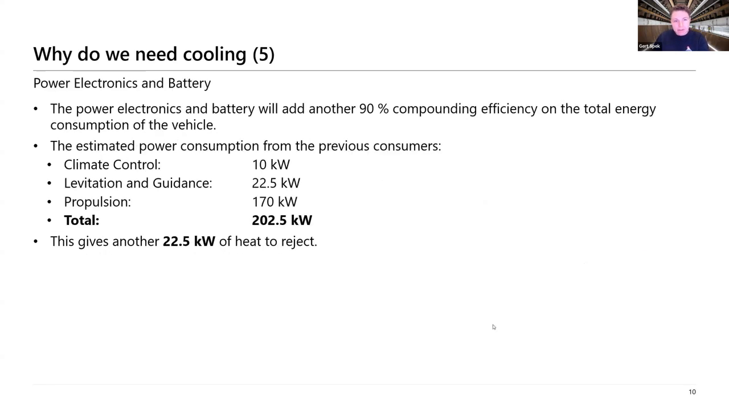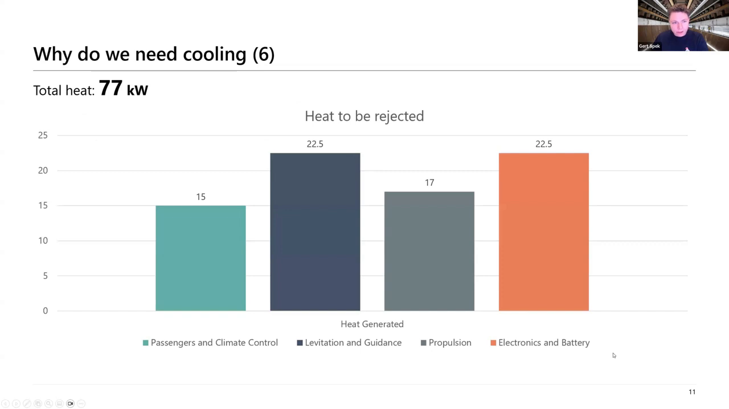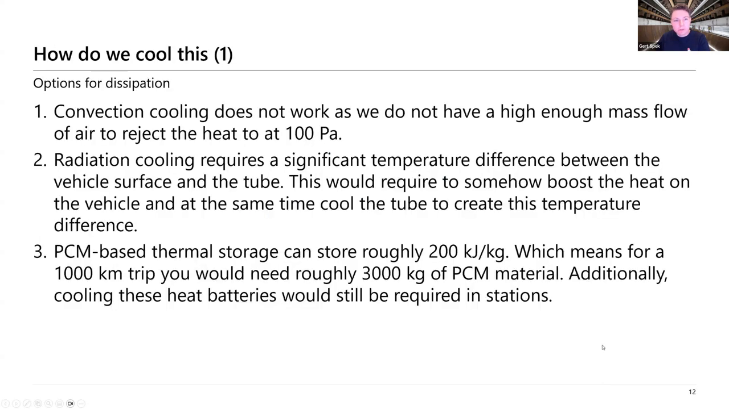Then we take another 90% compounding efficiency over the total energy consumption, which will add up to another 22.5 kilowatts of heat generated in the systems. So looking at the total picture, we get to, in this theoretical case for this Hyperloop vehicle, 50 passengers, around 80 kilowatts of heat that needs to be rejected. So the next question is, how would you cool this?